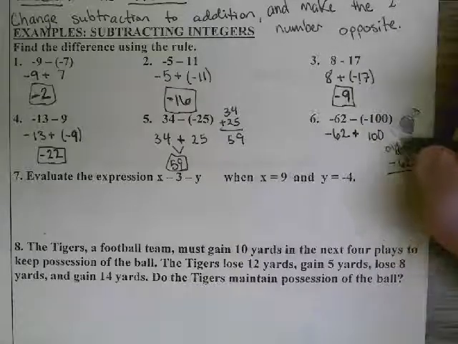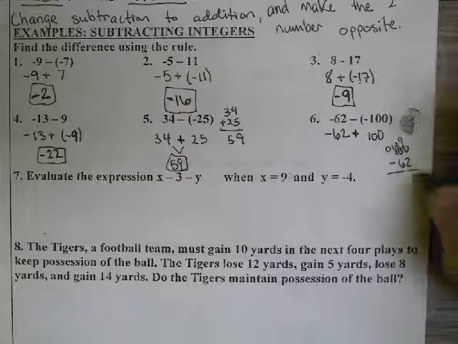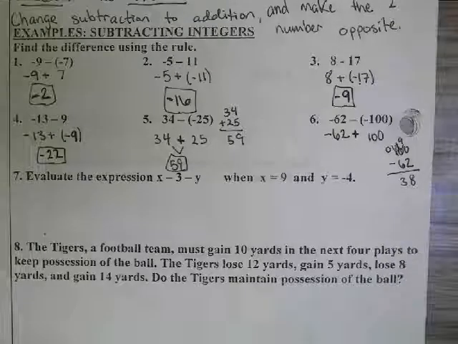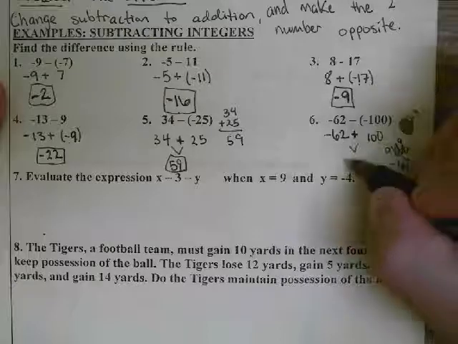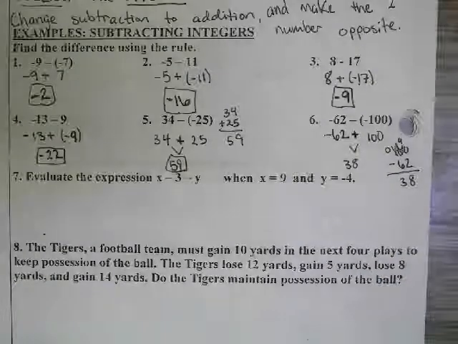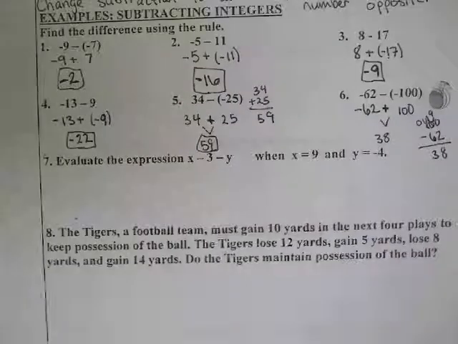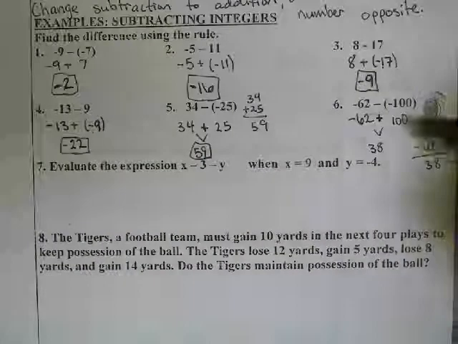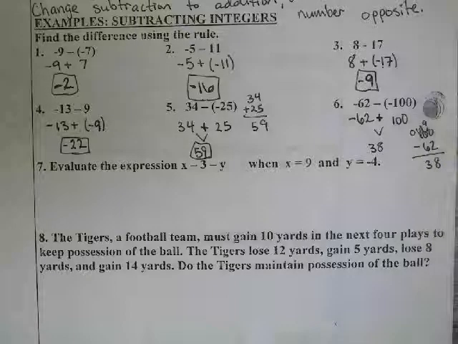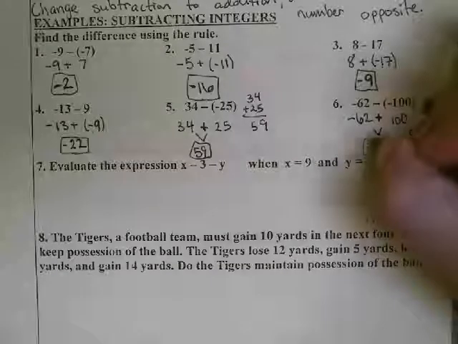We're borrowing. 10 minus 2 is 8. 9 minus 6 is 3. Don't do anything with that 0, so we know we have 38. And is it a positive 38 or negative 38? Well, we'll keep the sign of the larger number, so we'll keep the positive coming from the 100. So there we go.